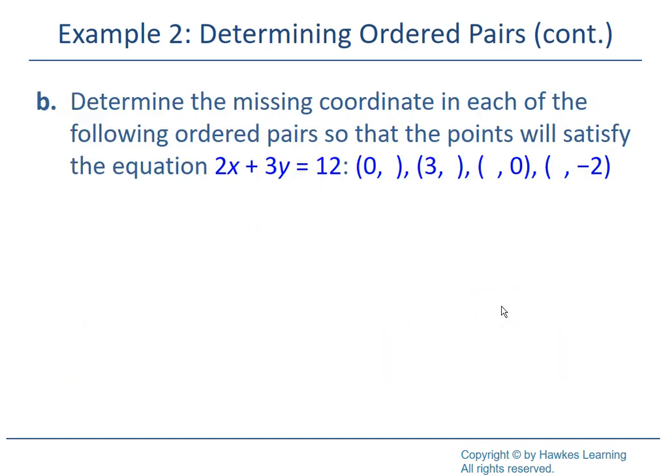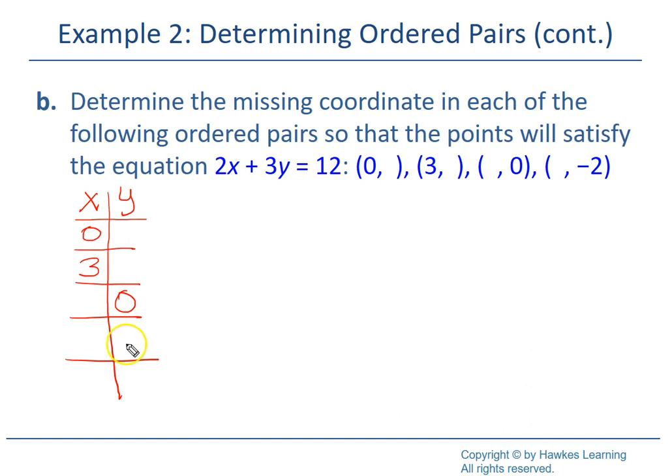Now, the same thing applies for this one. But here they're not giving us all of the values. So once again, we want you to make a little T-chart and physically put this in your notes. X, Y, and we're going to have 1, 2, 3, 4 points here. And here, this is going to be a 0, this is going to be a 3, this is a 0, and a -2. Now the equation 2x plus 3y equals 12.